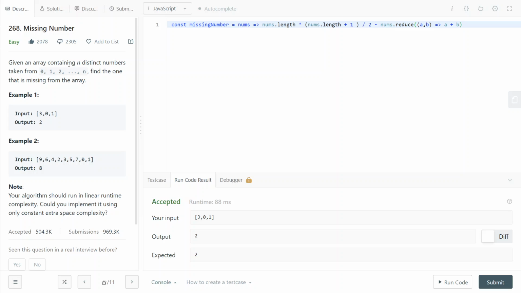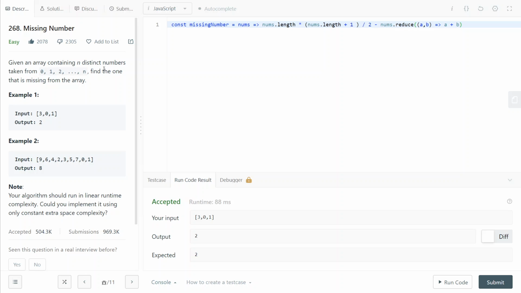So we're given an array containing n distinct numbers taken from 0, 1, 2 up to n, and we need to find the one that is missing from the array. First of all, I'm going to show you what the solution is, and then I'm going to tell you why this solution works, and we're also going to prove that the algebra in this formula is correct.